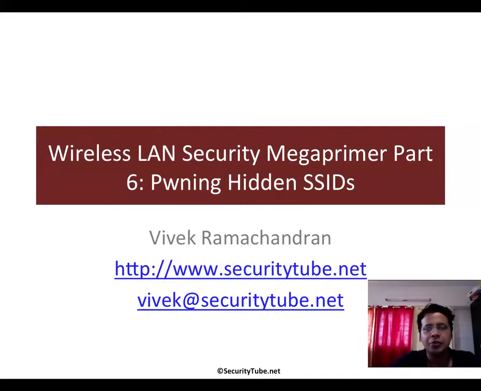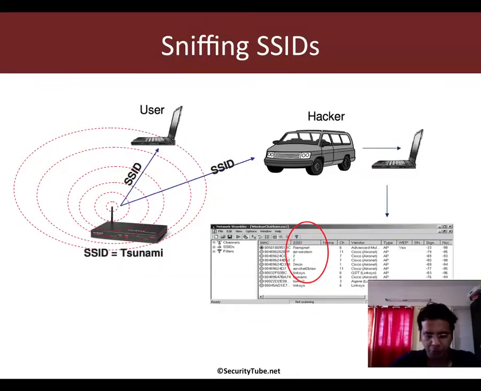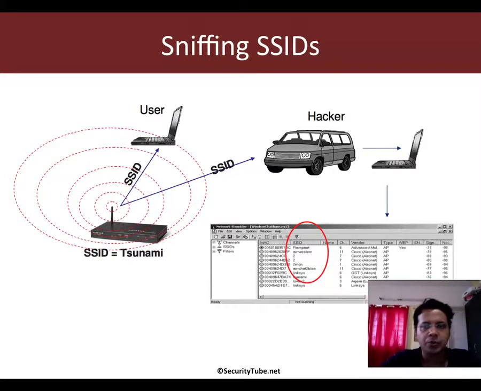In this video, we will look at pwning hidden SSIDs. All of us know what SSIDs are, which are service set identifiers, or simple names with which we can identify our network. As an example, this access point has SSID Tsunami. Typically, an access point, as we saw in previous videos, advertises its SSID in its beacon frames. We looked at the packet header, and if you remember, we located the SSID.